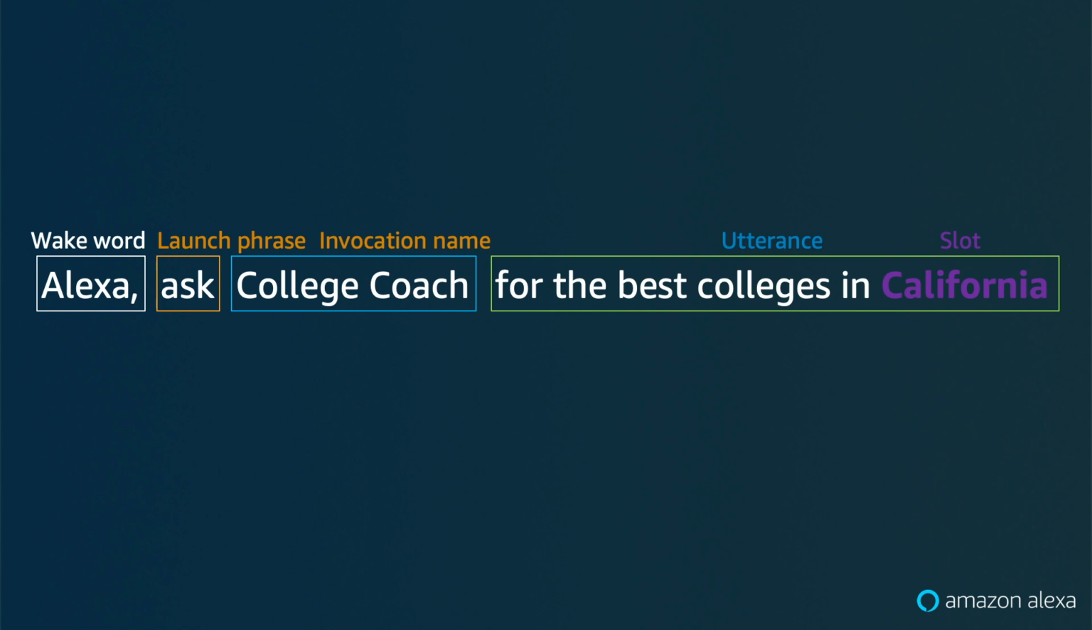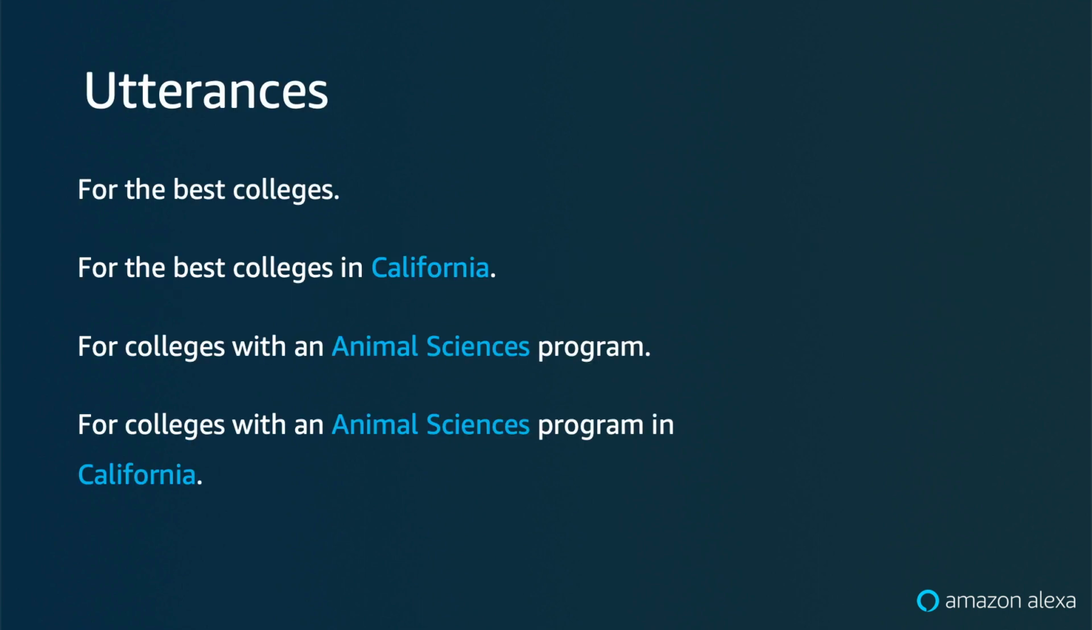So let's take a look at particularly the utterances and slots portion. So utterances, this is what your user is saying to Alexa, and it gets the skill to take an action. So for example, it could be the person saying, oh, I want the best colleges, or I want the best colleges in California, or I want an animal science program in the best college in California.